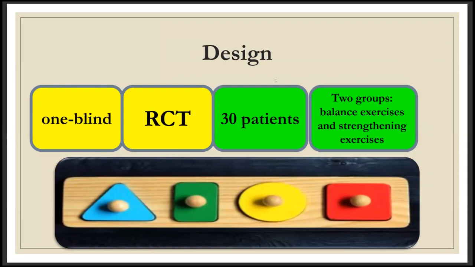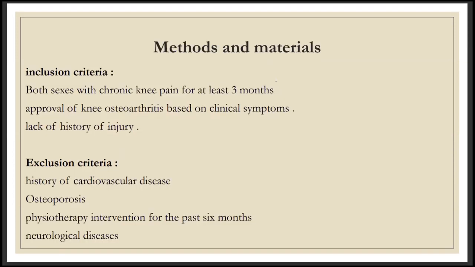Inclusion and exclusion criteria were used in this study. Inclusion: both sexes with chronic knee pain for at least 3 months, approval of knee osteoarthritis, and lack of history of injury. Exclusion criteria were a history of cardiovascular disease, osteoporosis, physiotherapy intervention in the past 6 months. Also, neurological disease was an exclusion criterion.